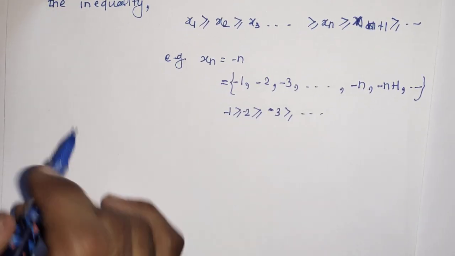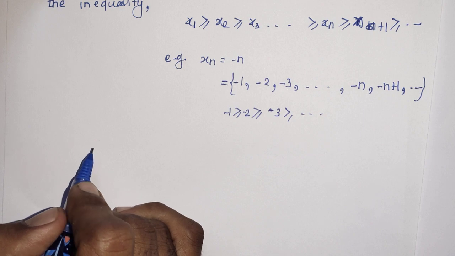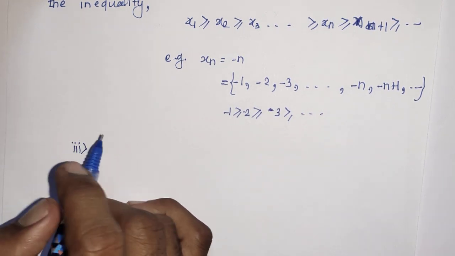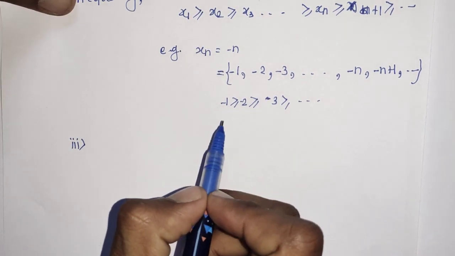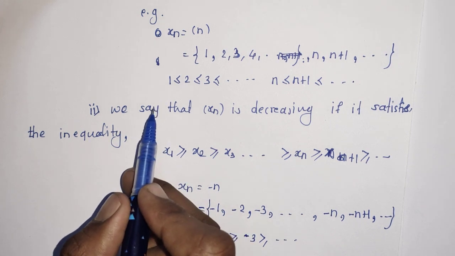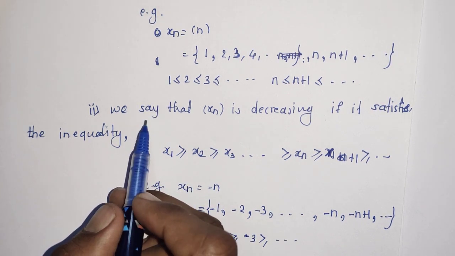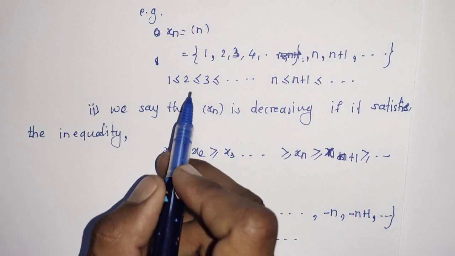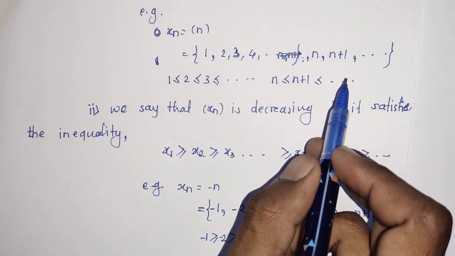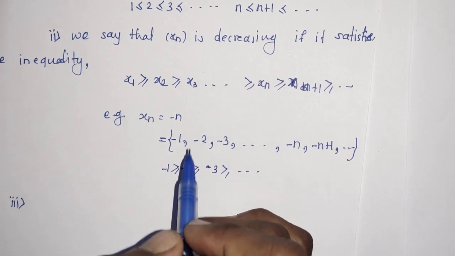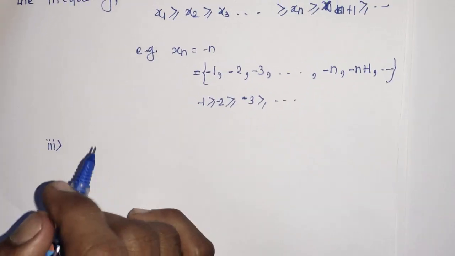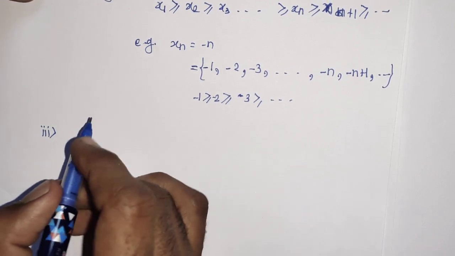Now we will come to the main topic, which is the monotone sequence. So the third definition is the monotone sequence. A sequence xn is said to be monotone if it is either increasing or decreasing. If the sequence is increasing, then we say that the sequence is monotone. If the sequence is decreasing, then also we say that the given sequence is monotone.